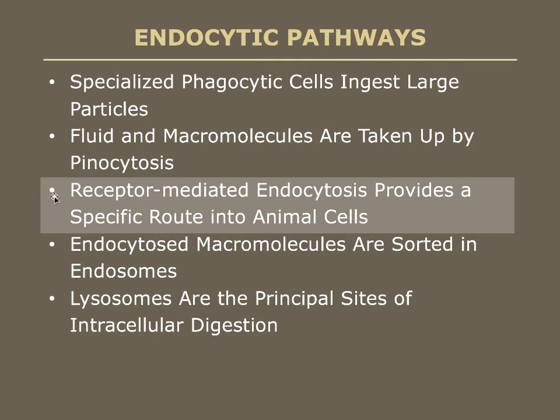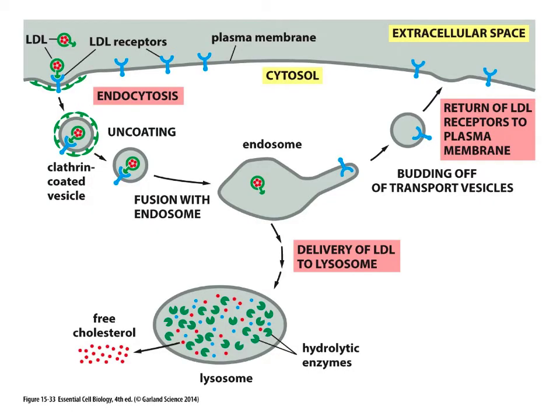An alternative mechanism is receptor-mediated endocytosis, which provides a specific route into animal cells. And that is indicated in our case by the uptake of cholesterol. Cholesterol is indicated here as the red molecule. So the red molecule cannot travel in a liquid, aqueous environment without some type of protection. And you can see here the green structure is a protein shell that allows the cholesterol to travel through the blood.